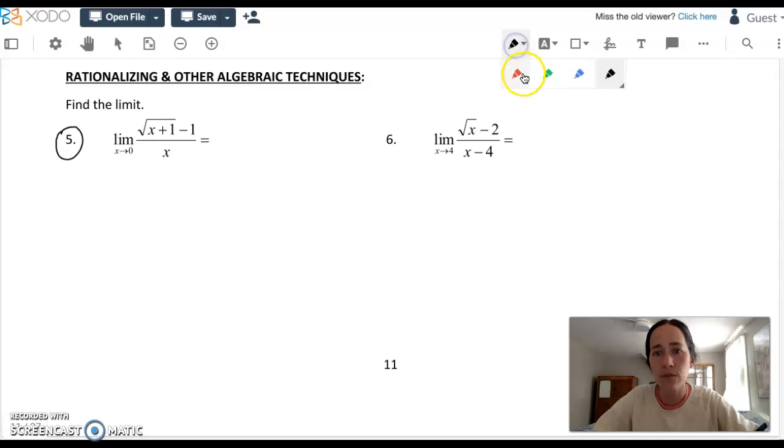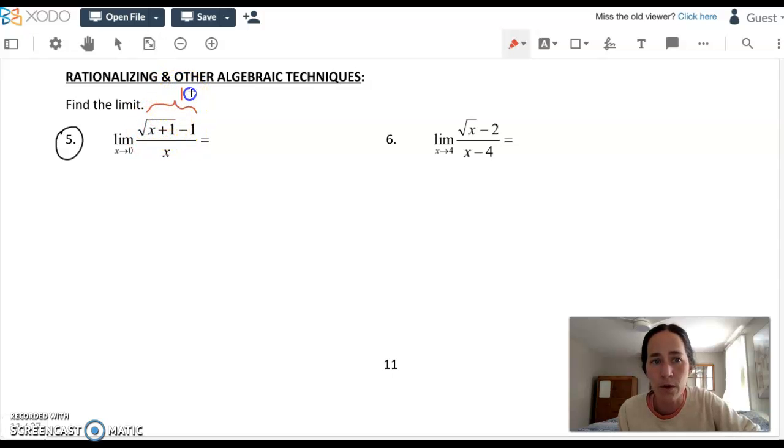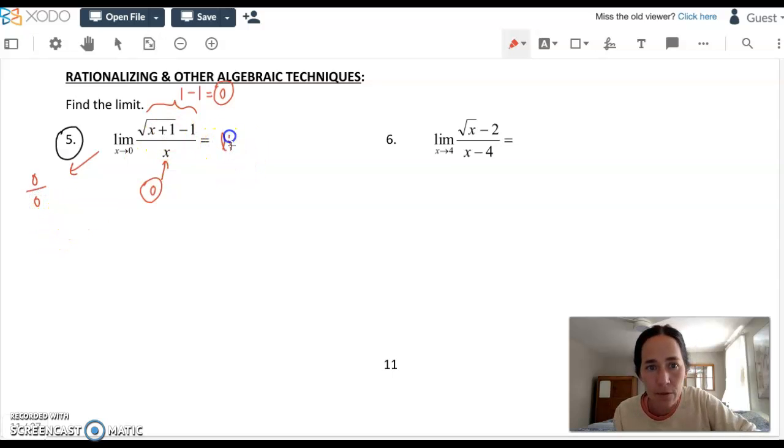This one's like the ones above it, because if I plug in a 0 for x on top and bottom, I do get the indeterminate form. What is it? Square root of 0 plus 1, so 1 minus 1, a 0 up top and a 0 on the bottom. That means I have work to do. I have algebra I can do to determine this limit because we're approaching this indeterminate form, 0 over 0. So I'm going to recopy the limit notation.